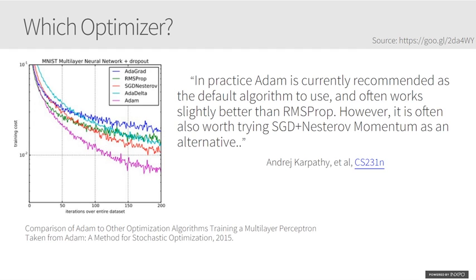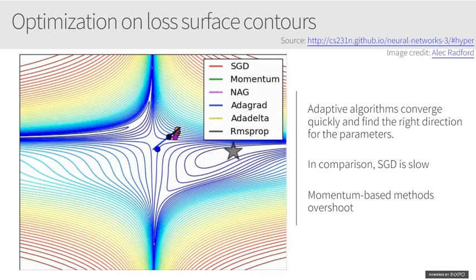It often works slightly better than RMSProp. However, it is often also worth trying SGD with Nesterov as an alternative. This is the general rule of thumb to play with. That's why, when you look at the sample code in TensorFlow for this, it's using Adam right away, because Adam is in general the default optimizer algorithm we work with.